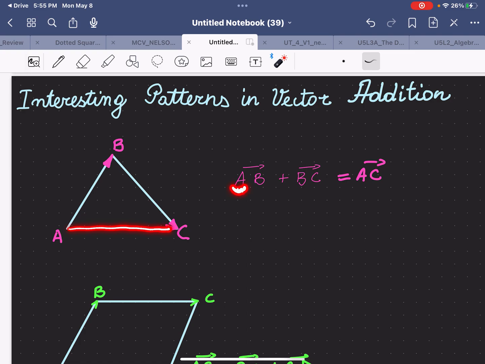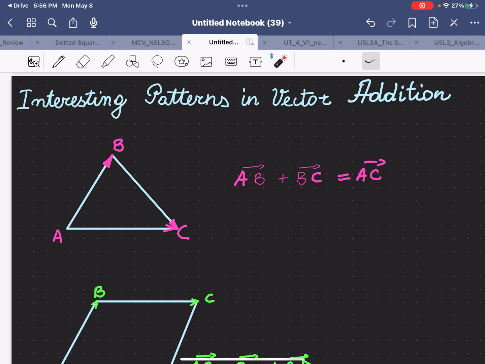Now, if you think about it again, the resultant vector will have the tail at A and the head at C. So those are the first and the last letters in the addition. When vectors are connected head to tail, and how can we tell? Because wherever one vector ends, the other one starts. So they have the same letters in here. Then the sum will be AC.